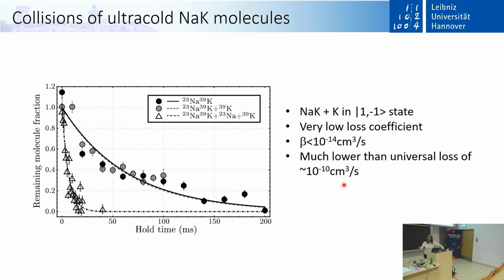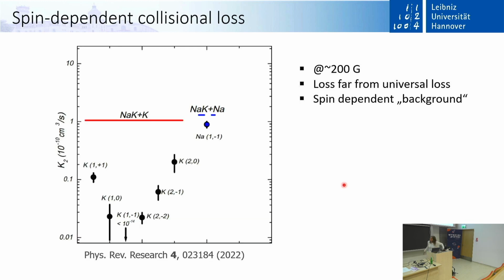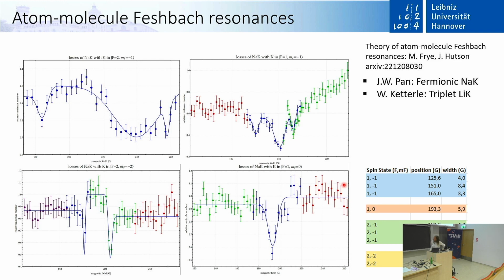Well, in any case, it's much lower than the universal laws. And this is actually the case for almost all those potassium spin combinations mixing it with the molecules. So we can assume that there's a relatively low density of states for those trimers, and maybe we can resolve resonances. And this is indeed the case. So this is then atom-molecule Feshbach resonances in this sodium-potassium mixture, in the bosonic sodium-potassium mixture.